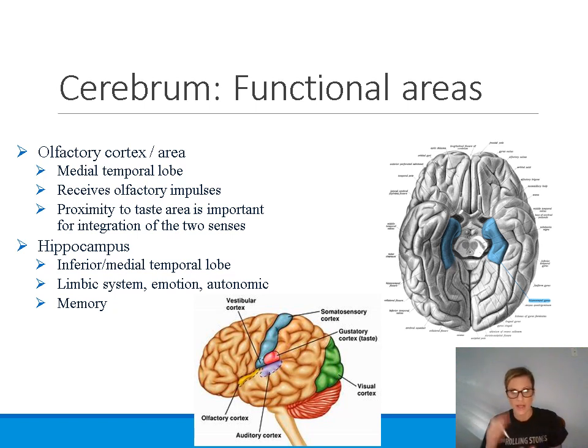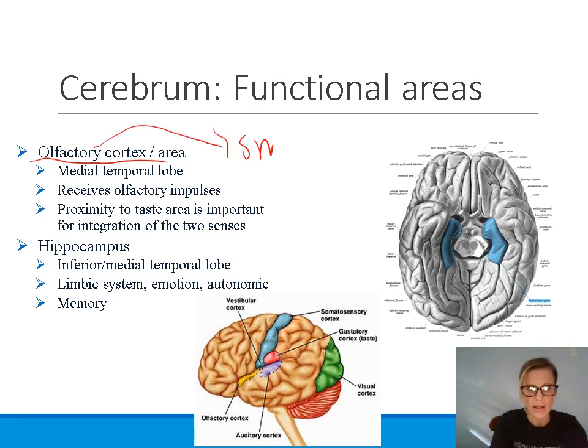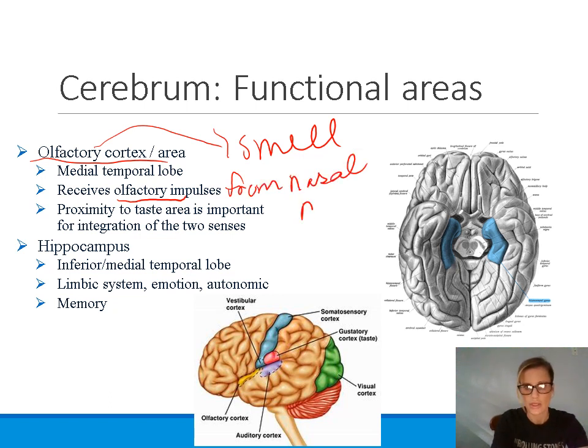Another functional area of the cerebrum is the olfactory cortex or olfactory area. Olfaction is just smell. So the olfactory area is the area that receives olfactory impulses, originally from the nasal mucosa. These allow us again to have the sense of smell.